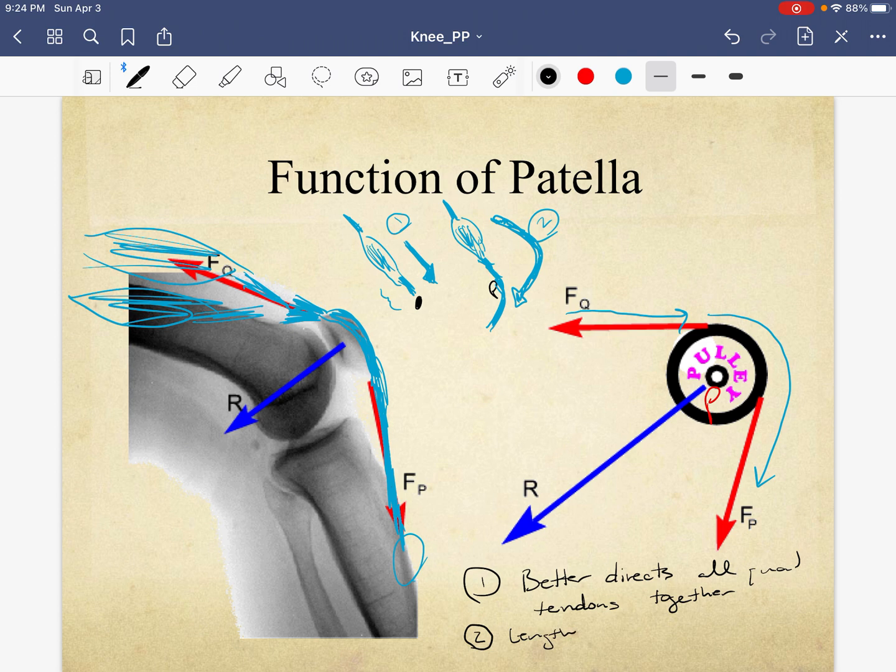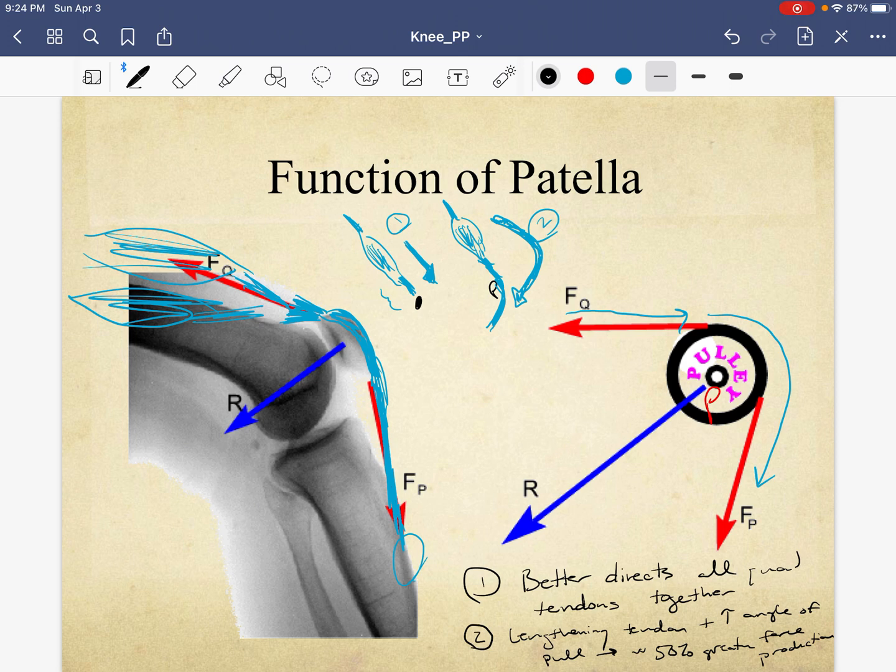And by lengthening the tendon and increasing the angle of pull, we basically have around 50% greater force production. I'm not going to ask you that number, 50%. But by increasing that angle of pull, it's like a pulley system.